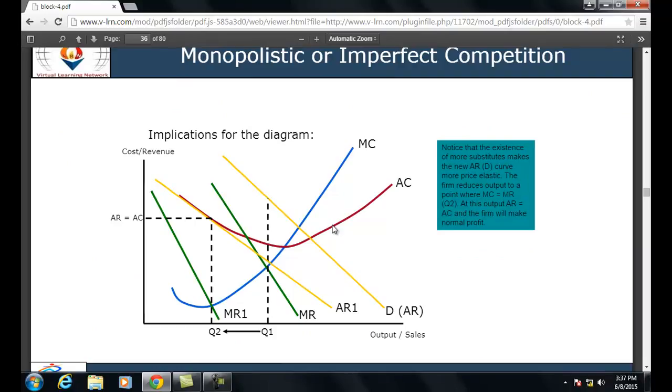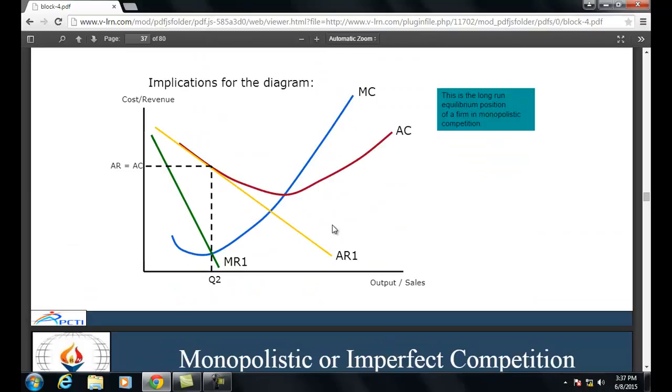Notice that the existence of more substitutes makes the new AR, that is the D curve, more price elastic. The firm reduces output to the point where MC equals MR, at Q2. At this output AR equals AC, and the firm will make normal profit.